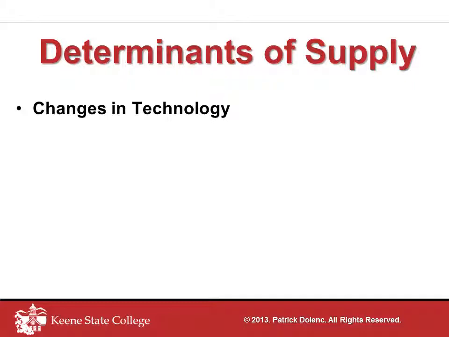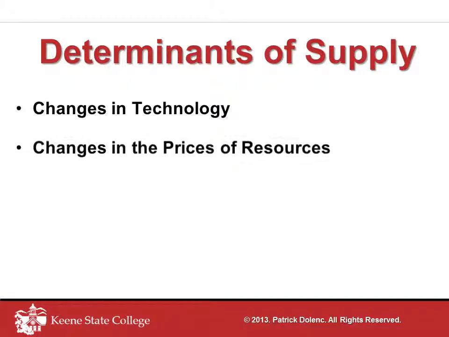The second determinant refers to changes in the prices of resources. Just as technology can impact the cost of production, so too are the costs of raw materials, or the costs of labor, or other resources.